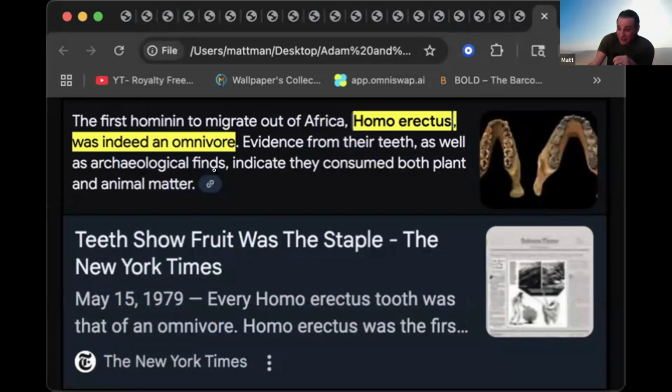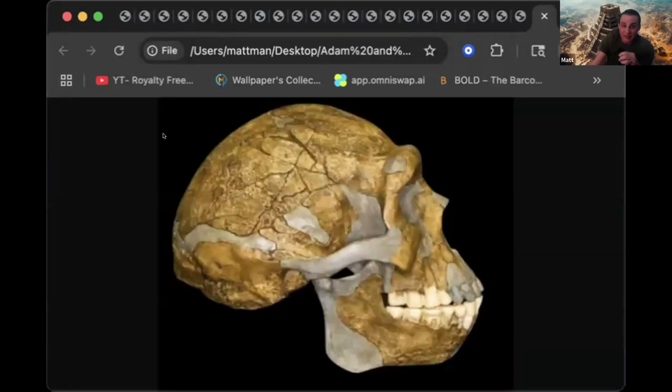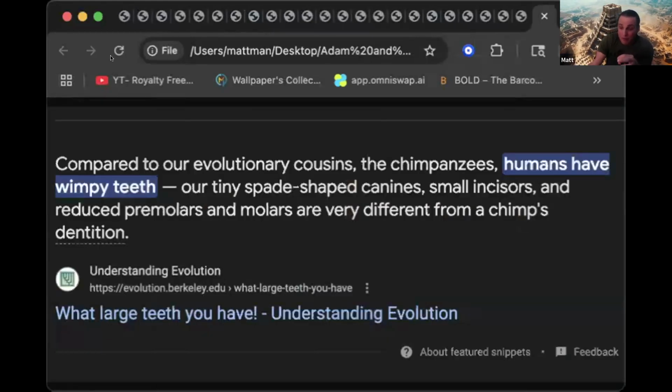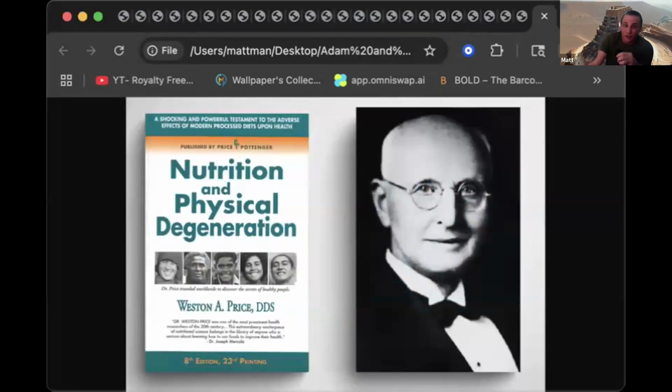Homo erectus was indeed an omnivore. We can see that. Heidelbergensis, another ancestor, yes, an omnivore. When we study the teeth, they have what they call wimpy teeth. The size and the shapes of incisors in primates are very strong, and in humans they're not. And they said, well, why are our teeth smaller? They said the diet made it smaller because we started cooking our foods and changing. And this is the person that figured it out. Weston Price. He actually traveled to indigenous tribes and noticed that the teeth got worse when we started to industrialize our food and add sugar and everything.